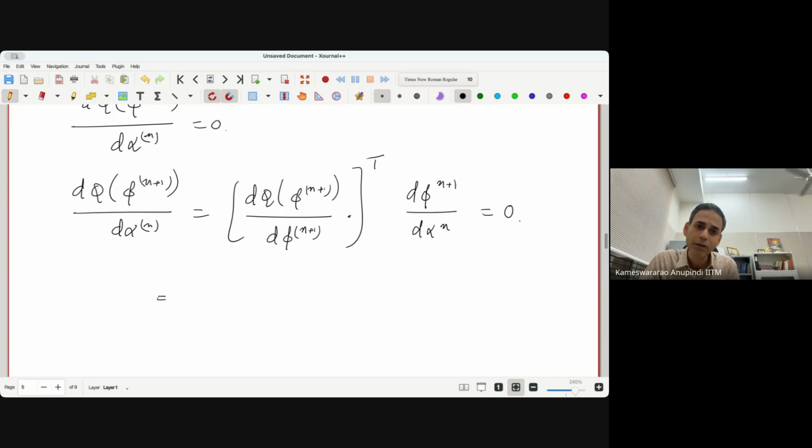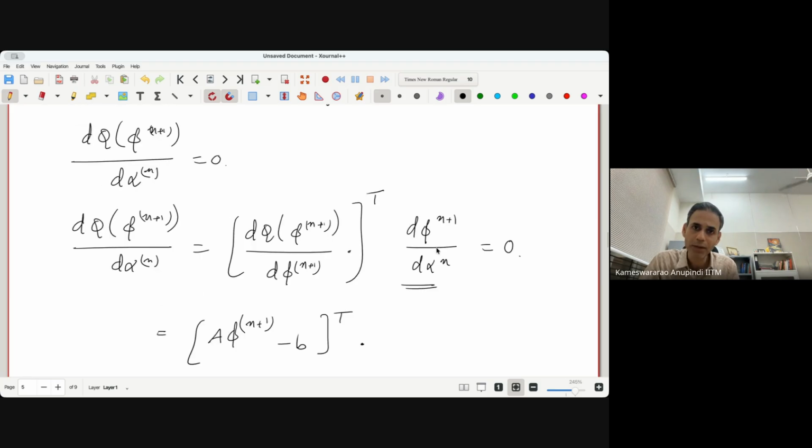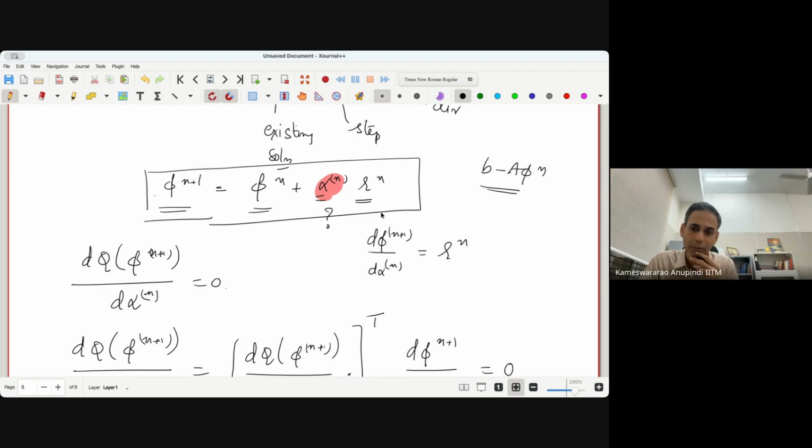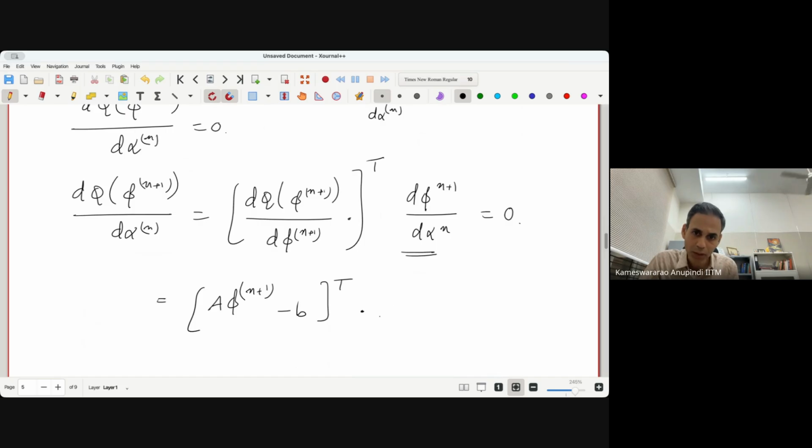This is nothing but Q prime of phi n plus 1. We have written this as A phi minus b. This is (A phi minus b) transpose times d phi n plus 1 by d alpha n. Now phi n plus 1 equals phi n plus alpha n Rn. So d phi n plus 1 by d alpha n is nothing but, phi n is going to be 0, simply Rn. That is what remains. So this is going to be Rn equal to 0.